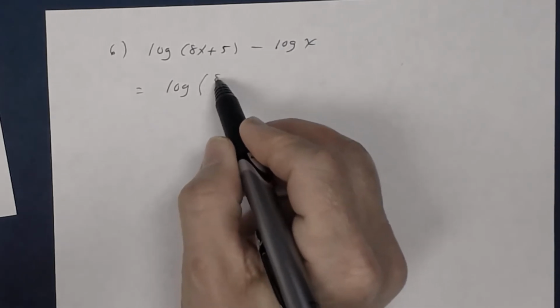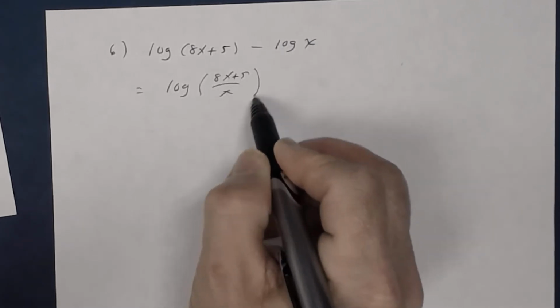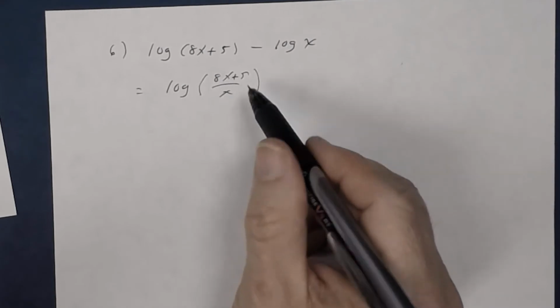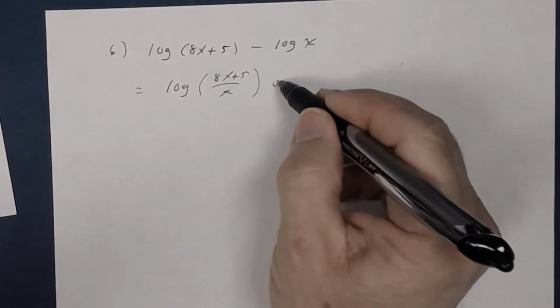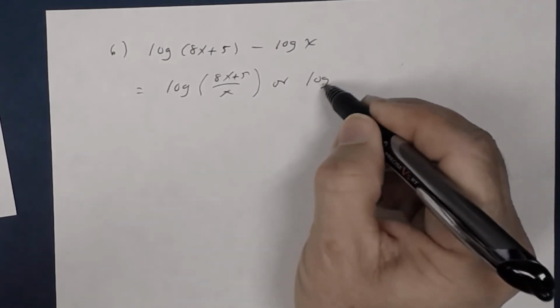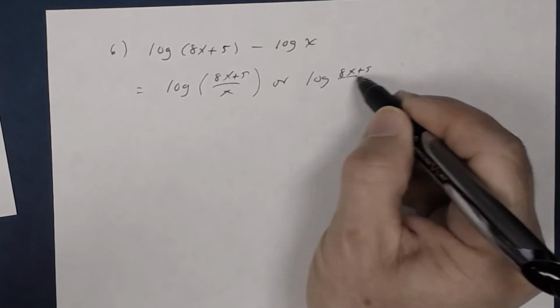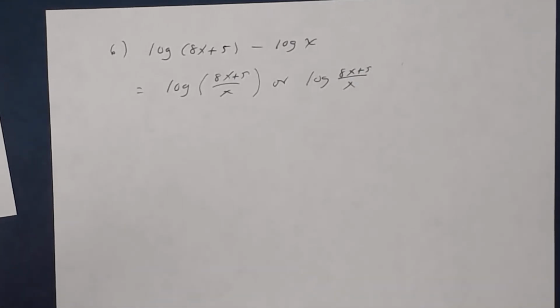You could say the log of (8x plus 5) divided by x, just like that, and you saw that in a previous lesson. Now, if you want to, I could also write it like this. Log of 8x plus 5 divided by x. All right? So it doesn't matter which of these you use. Just keep that in mind.